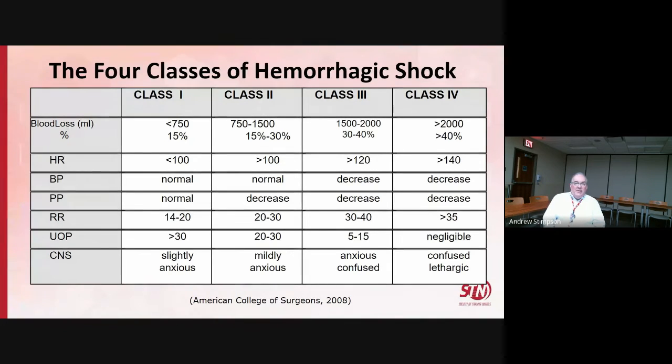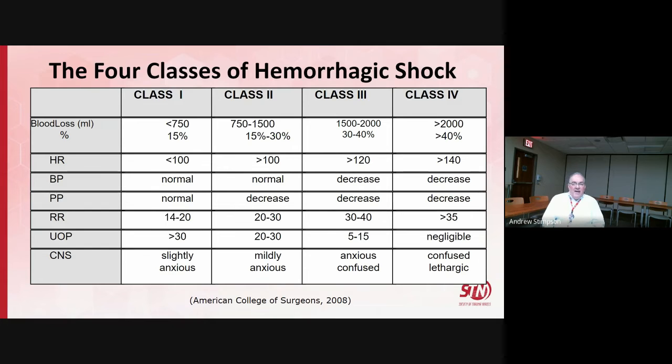Okay, in the meantime, class 3 shock then, now we're losing about a third of our blood volume, 35%. So now we're going to get significantly more tachycardic. At this point, the systolic blood pressure starts to drop. Now your pulse pressure is decreased because your systolic's starting to drop. Your respiratory rate is increased. Your urine output on an hourly basis starts to decline significantly. And now you're also anxious and confused.